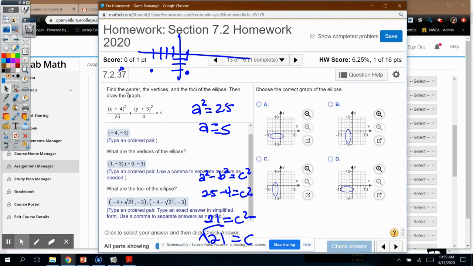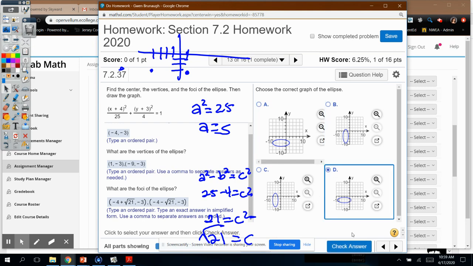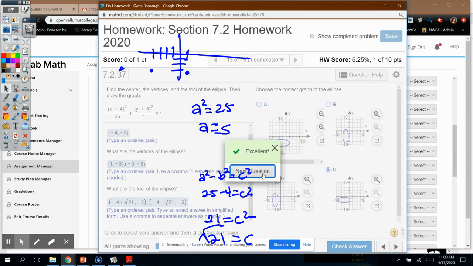Okay, now which graph was it? It's the one that's going to go left to right. Ooh, these are both kind of close. Can we see the difference here? It's where the center is. Okay, -4, -3. Let's see if I can make this bigger. Not much. -4, -3 would be there. That's not right. It's got to be this one. Okay, D, it's just where the center is. It was kind of hard to tell.